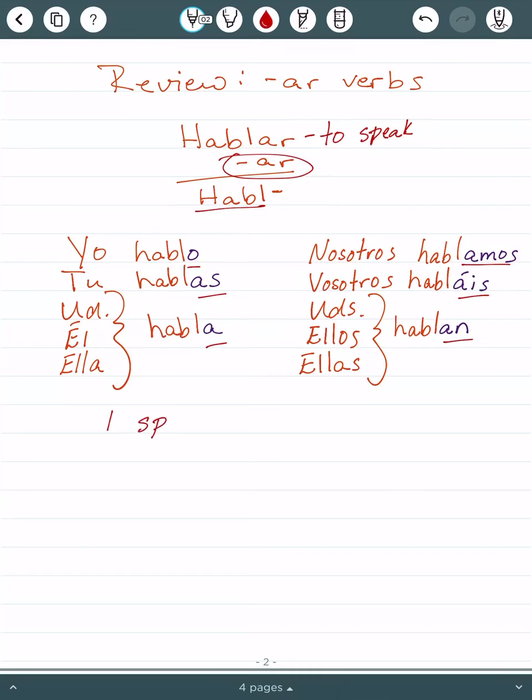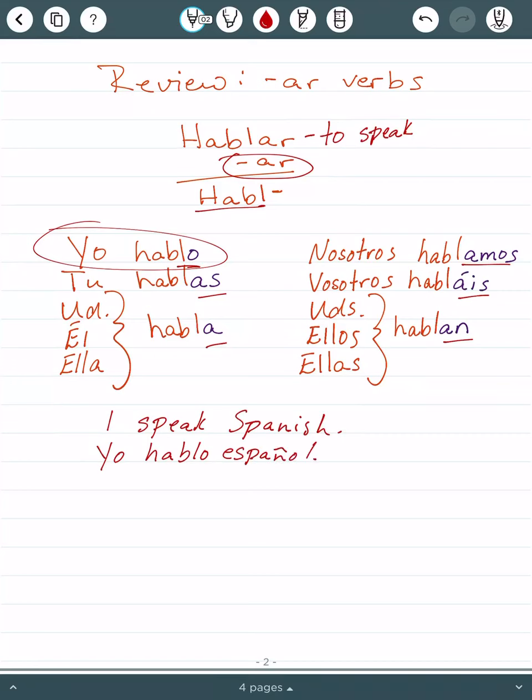So if you want to say, I speak Spanish, then you need to know I is yo, so yo, and then to say I speak, hablo español. If you said yo hablar español, that would mean I to speak Spanish, and so that doesn't make sense. You got to conjugate it. So that's how AR verbs work.